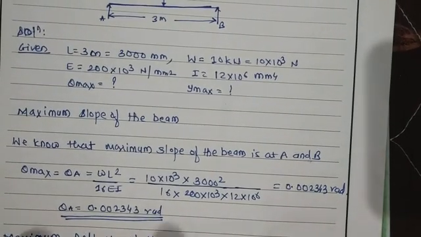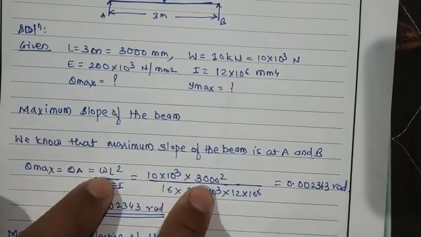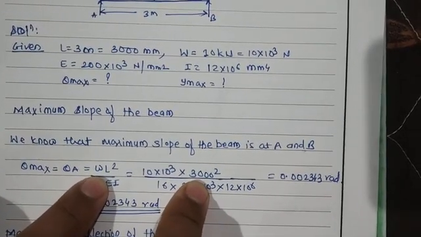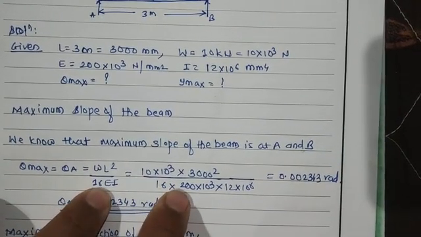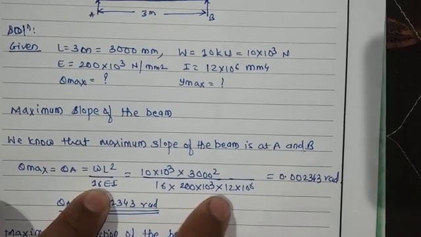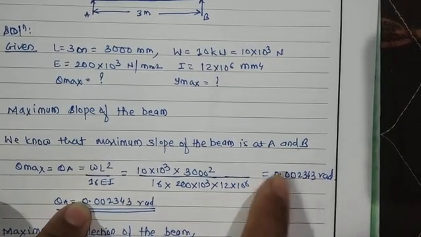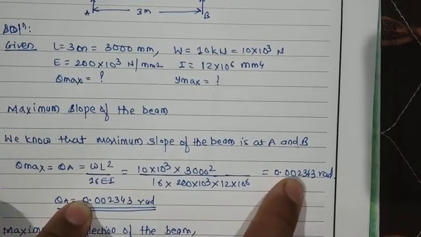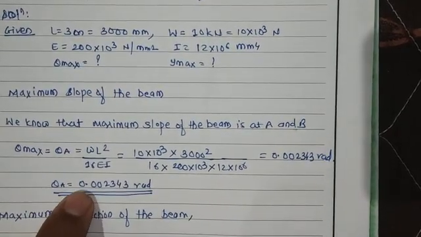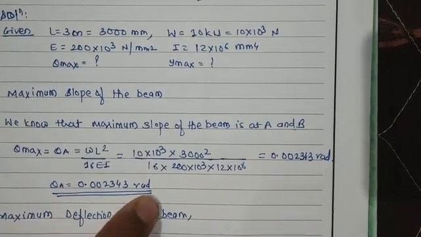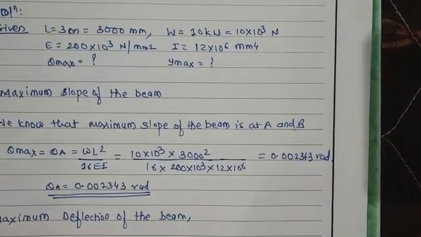We know the value of W is 10 into 10 raised to 3, into L, the value of L, 3000 squared, divided by 16, which is a constant. The value of E is 200 into 10 raised to 3, into moment of inertia 12 into 10 raised to 6. So what we get here is 0.002343 radian. This is the slope. Slope theta is equal to 0.002343 radian, the slope at point A. Similarly, the theta B value will be the same here.